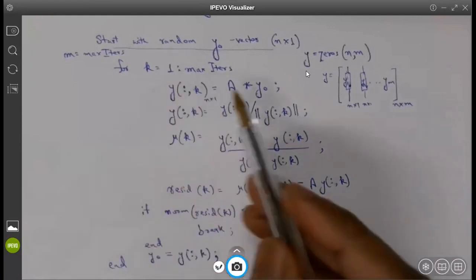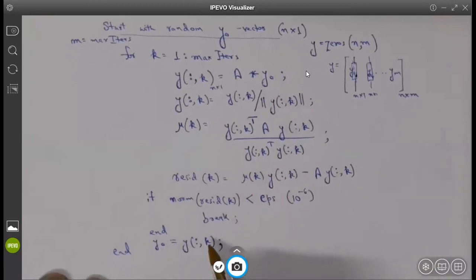But when I continue the iteration, now my y0 will become the previous. For the previous iteration, the y0 gets updated with the new value of the y vector. And then these calculations keep on continuing till this condition is reached.